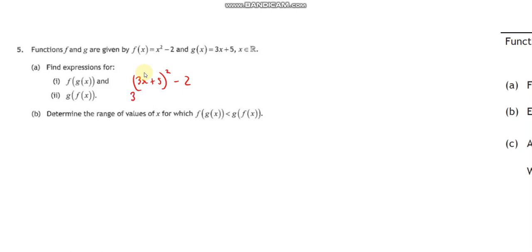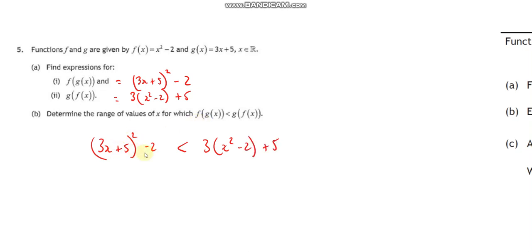So I'm saying I've got 3x squared, take away 2, plus 5. So instead of x, I've got f of x. So here I've got x and x, so I've just substituted that. So you get your first two expressions, and that says the range of values. That's quite an interesting one. You're saying, okay, well, I've got 3x plus 5 squared, take away 2 is less than 3x squared, take away 2 plus 5.